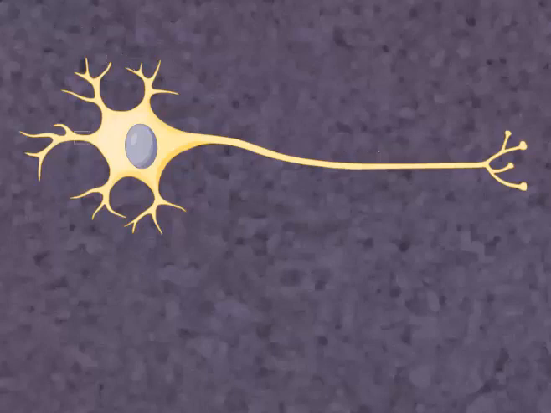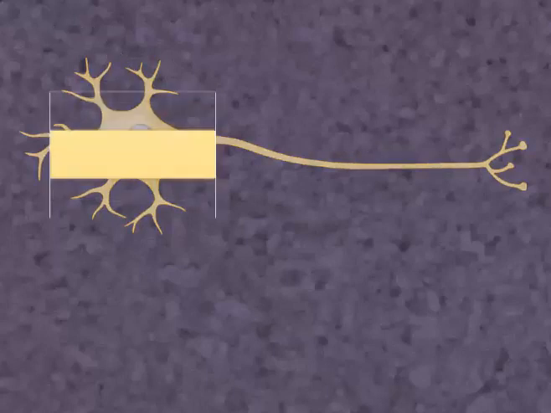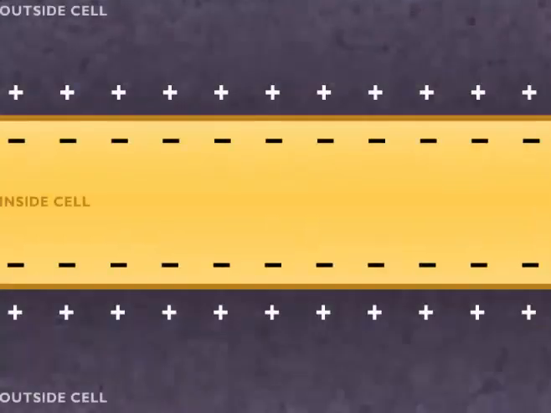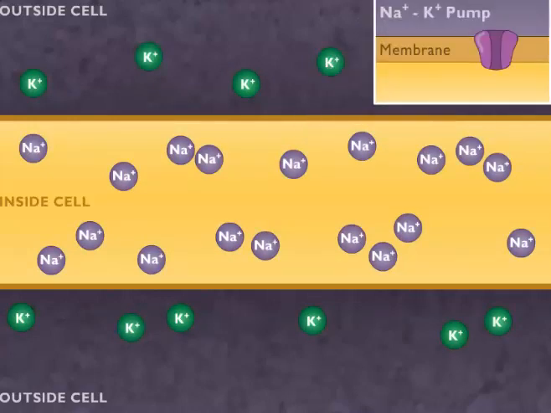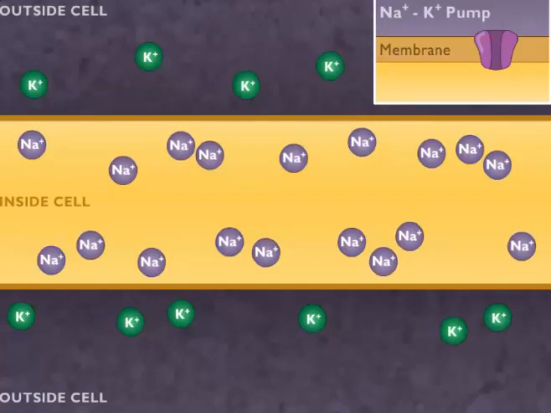around them. When a neuron is at rest, a charge difference is maintained between the inside and outside of the cell. This charge difference is produced and maintained largely by active transport using sodium-potassium pumps. The pumps send sodium ions out of the cell and bring potassium ions in.